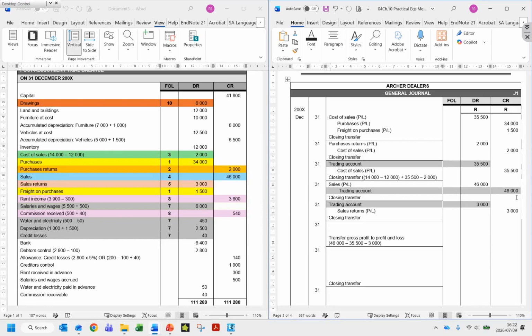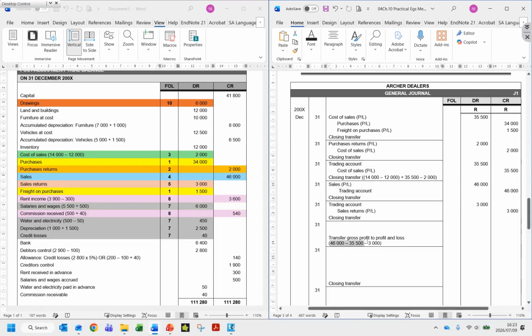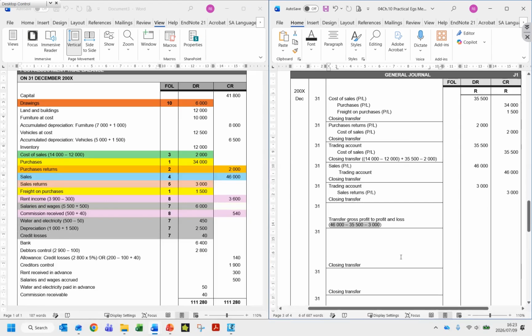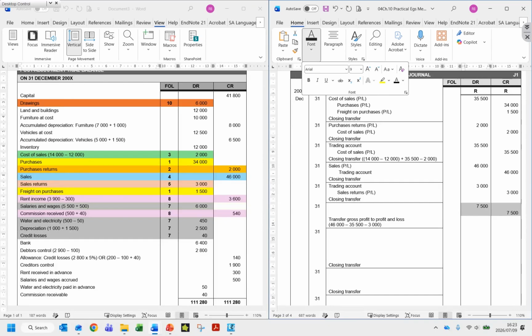If there's a credit balance in the trading account, it means that the business made a gross profit. If it had a debit balance, it would have been a gross loss. But now our credit side is more than the total of the debit side, 46,000 Rand minus 38,500 Rand. That is that calculation here. In order to calculate the gross profit, the credit amount of 46,000 Rand minus the two debit amounts of 38,500 Rand gives us a gross profit of 7,500 Rand. And as I've already said, the credit side has a larger total, therefore it is a credit balance.